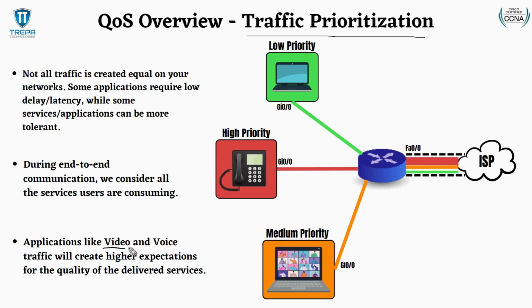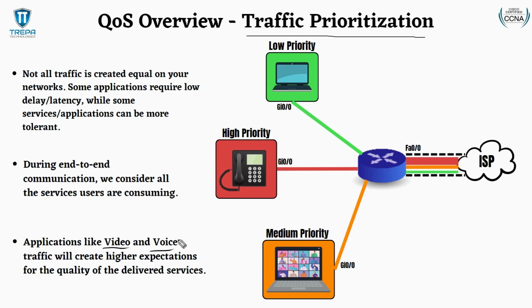But with applications like video and voice, users are expecting a higher quality of service. They're expecting seamless, because if you're using voice and video to conduct business, you're going to want a good user experience. You don't want that latency, that jitter, or that delay. So that may be higher up in our QoS priorities.